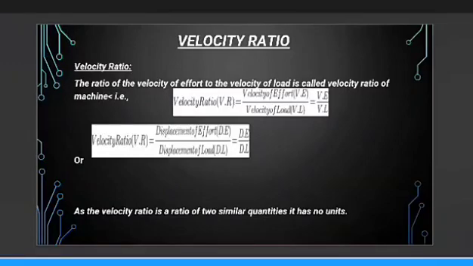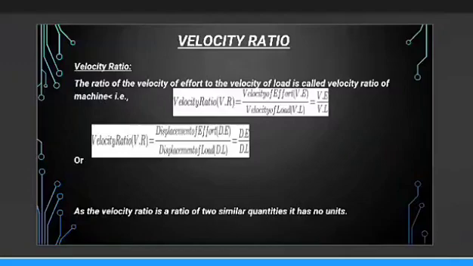Now, what is the definition of velocity? We did this in 9th standard. Velocity is displacement upon time. So instead of displacement, I can say displacement of effort upon displacement of load, and upon time. Time and time get cancelled, because if you are comparing something, the time has to be the same. So I will get VR is equal to dE by dL, where dE means displacement of effort and dL means displacement of load. MA is load by effort and VR is dE by dL.